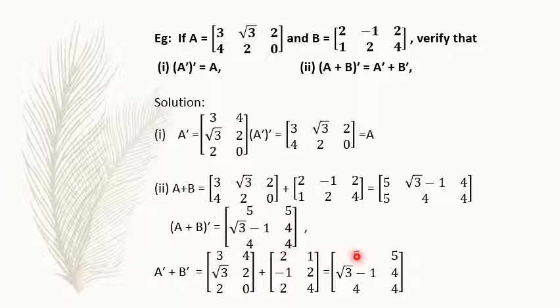So A transpose plus B transpose: 3 plus 2, 5. 4 plus 1, 5. Root 3 plus minus 1, root 3 minus 1. 2 plus 2, 4. 2 plus 2, 4. 0 plus 4, 4. This is A transpose plus B transpose. Now check (A plus B) transpose and A transpose plus B transpose, whether these two matrices are the same. Yes. That is, (A plus B) transpose is the same as A transpose plus B transpose.